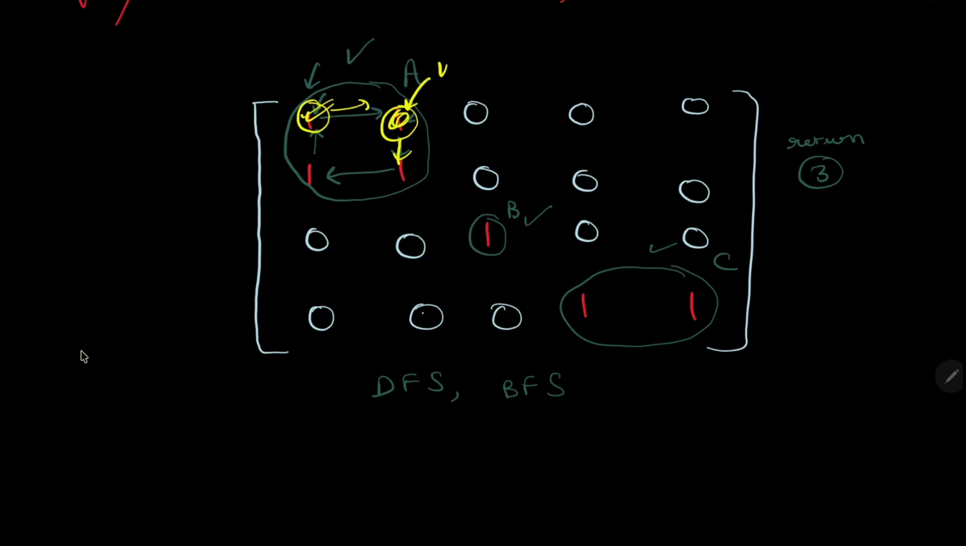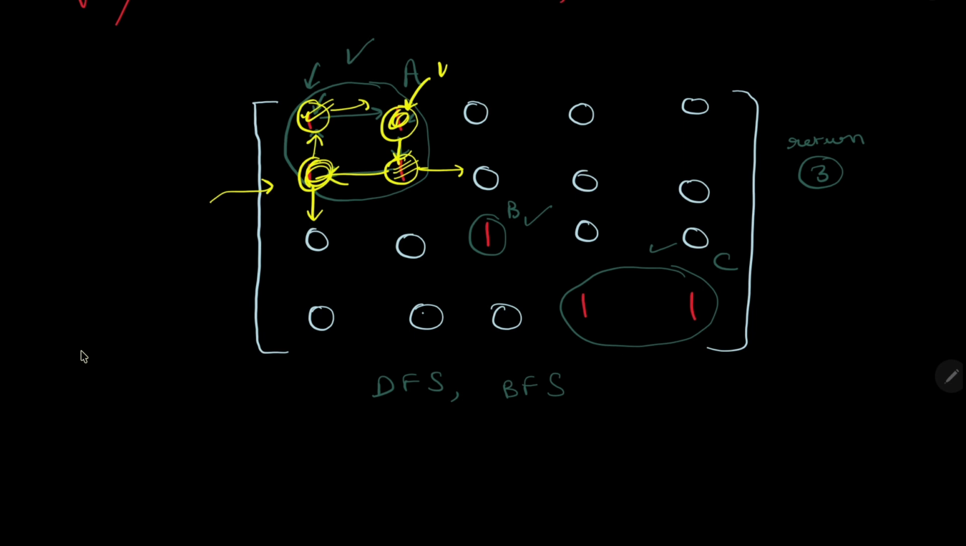Then we can move downward because that traversal is allowed. So this one will also get traversed, then this one will also get traversed. And once we reach this land, we can move up, but it is already visited, so we can't go there. And we can move down, but there is water, so we can't move there. There is already a water body present, so we can't move down.